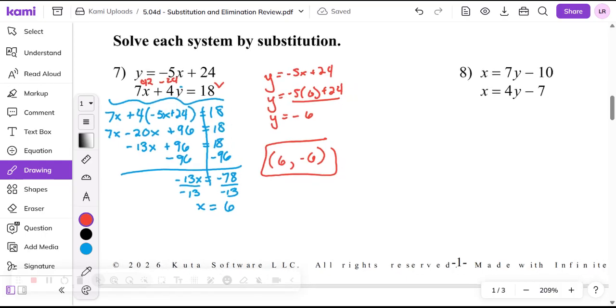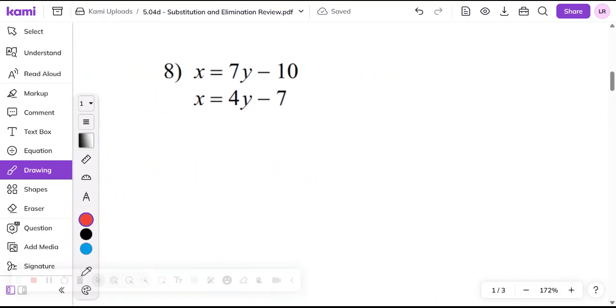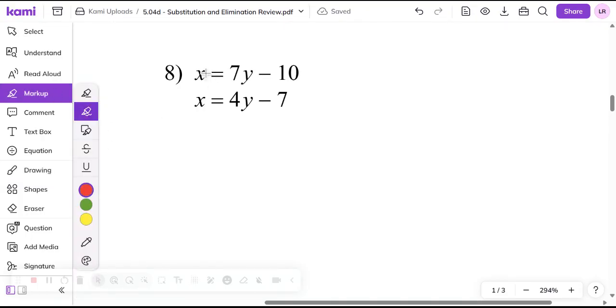Now, our other type of substitution that is typical is where we see that both of them are solved equations. So when this happens, we think about it: x is equal to all of this, x is also equal to 4y minus 7. So x is equal to 7y minus 10 and x is equal to 4y minus 7. That means these two things have to be equal to each other. They're the same.